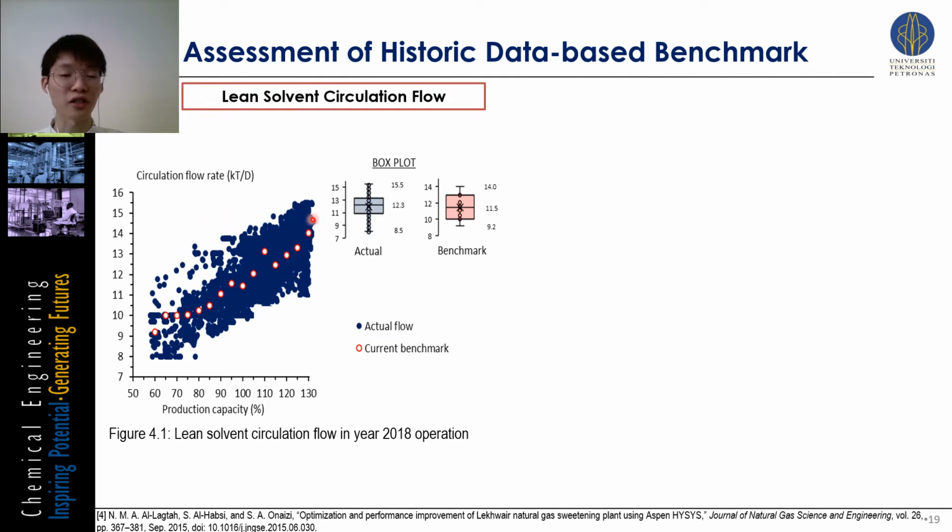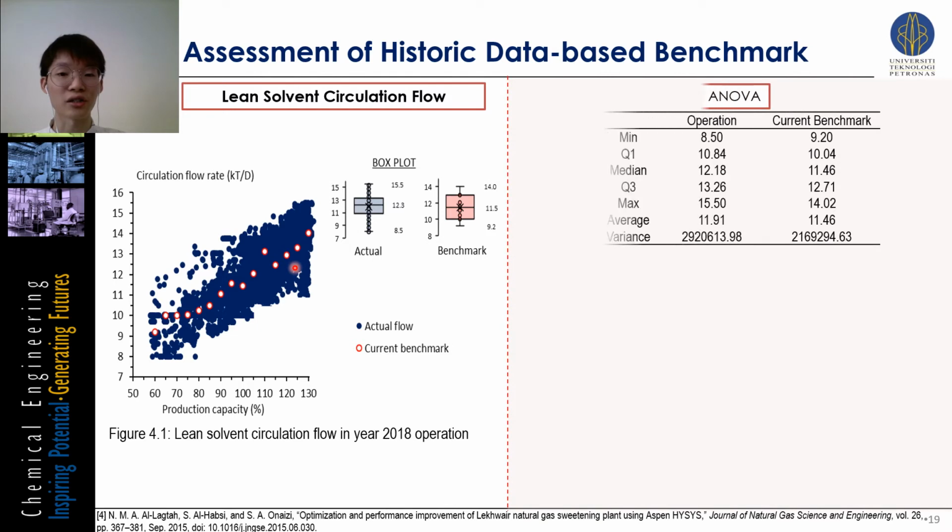So just by looking at this graph, it can be seen that the current benchmark is actually fitting well with the actual flow. Let us look into more detail of the ANOVA analysis. Based on the ANOVA analysis, the average flow of this operation is around 11.91, whereas the current benchmark is 11.46 kiloton per day, which means that the operation is operating higher than the current benchmark.